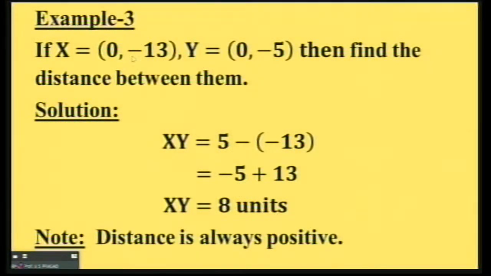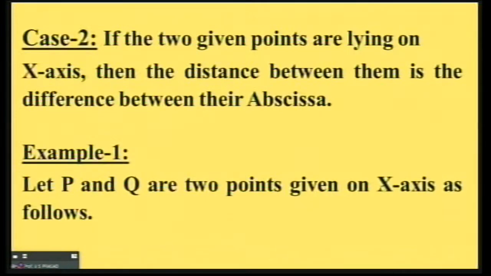Similarly, take one more example. Let X be (0, -13) and Y be (0, -5). Note that both the points are lying below the x-axis, actually on the negative side. In that case, the solution is the difference between their ordinates. Therefore, I am going to take the first one, minus 5, minus of minus 13. That becomes minus 5 plus 13, which is nothing but 8 units. Note that distance is always positive. In that way, we have to take. So in this way, we can identify the distance between 2 points when they are lying on the y-axis.